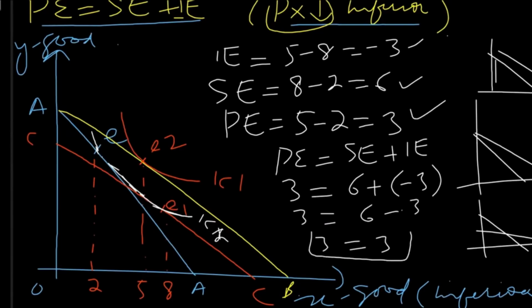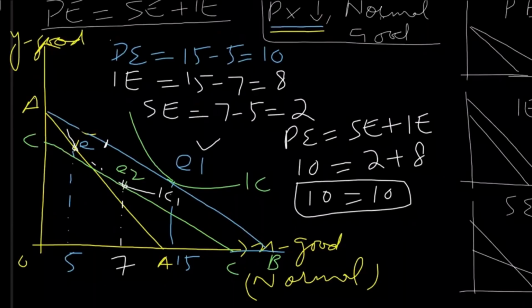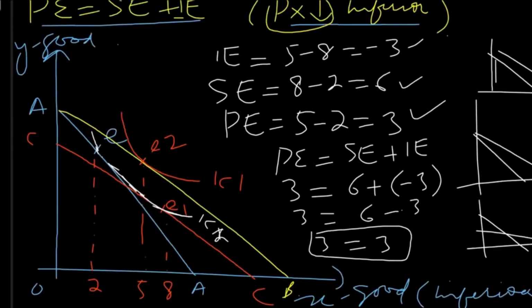So we prove that price effect is equal to substitution effect plus income effect in case of inferior good. Now we can basically flash back to the previous page and see what is the difference between that graph and this graph. In this graph we can see that in case of normal good, equilibrium changes from point E to point E1 somewhere at this point, but in case of inferior good, equilibrium will change from point E to E2 at this point.